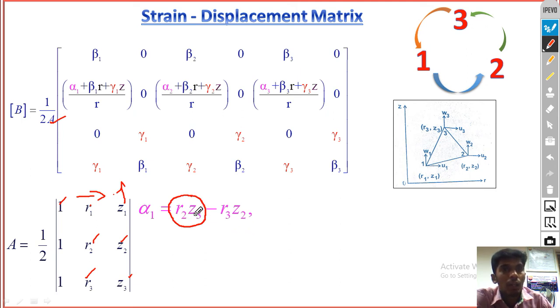If you write r2 z3, then you put minus, then you swap the numerical values. You write the same r and z, then you swap the numbers. So r3 is first, 2 is second. So r3 z2.